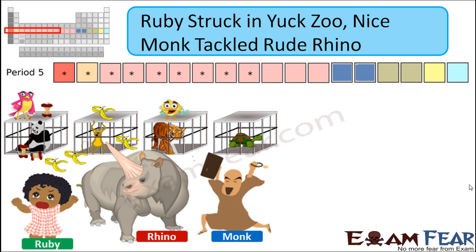We see a big and dangerous rhino. We also see a little girl named Ruby and also a monk. So the story here is this little girl was stuck in this dirty zoo, and the monk comes and he somehow handles and tackles this big rhino. So our memory tip would be Ruby struck in yuck zoo. Nice monk tackled the rude rhino.